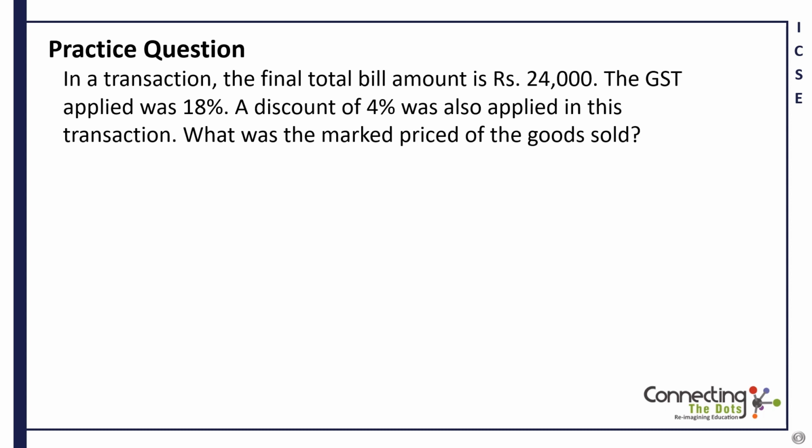So this is a question which is slightly different from the ones before. In a transaction, the final total bill is 24,000. So when you say final total bill, it is inclusive of the tax amount. The GST applied was 18%, and a discount of 4% was also applied in this transaction. So what was the marked price of the goods sold? So this is a bit different from what we did earlier. So the total bill is 24,000.